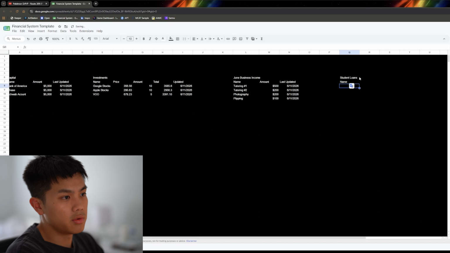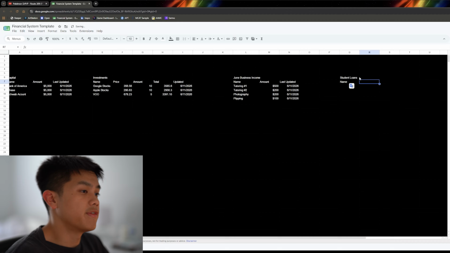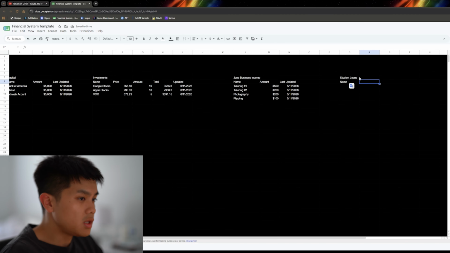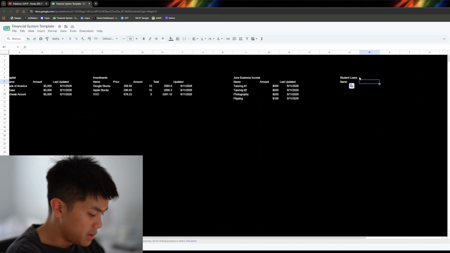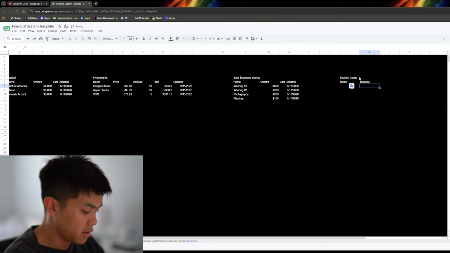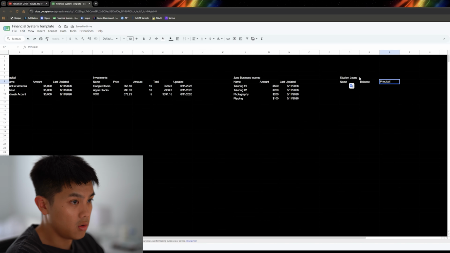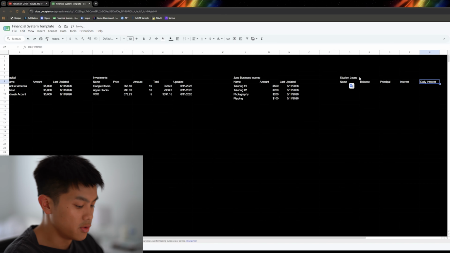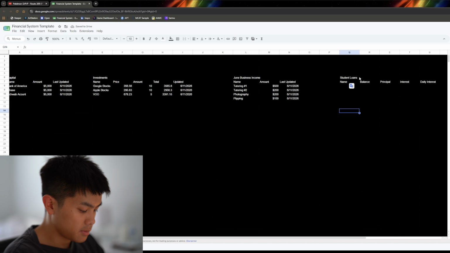So the name of the loan, for this example, I'm going to be using federal loans as an example. But for things like student loans, there's many things you can keep track of. You can keep track of the name, so the group name. You can keep track of things like the balance, principal, interest, and you can keep track of the daily interest it's accruing.